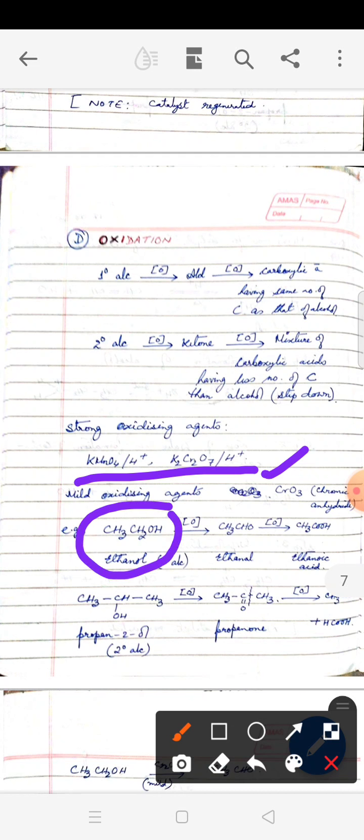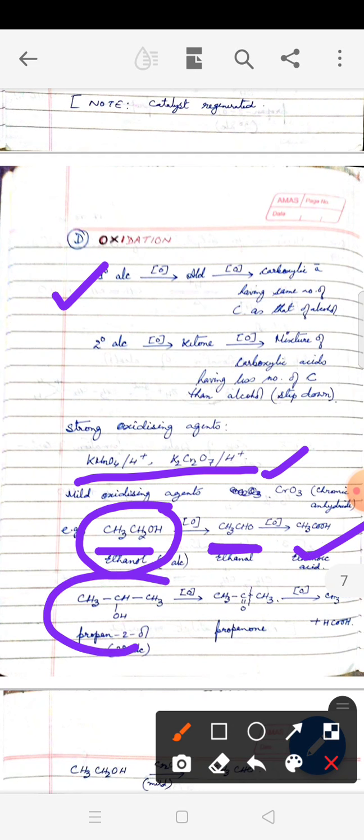We have taken an alcohol with 2 carbons, ethanol, and you can see it is a primary alcohol. So when you oxidize by using any oxidizing agent, it is supposed to form an aldehyde. So here we had 2 carbon, so the aldehyde also will have 2 carbon. So ethanol will form ethanal. On further oxidation, it forms ethanoic acid.